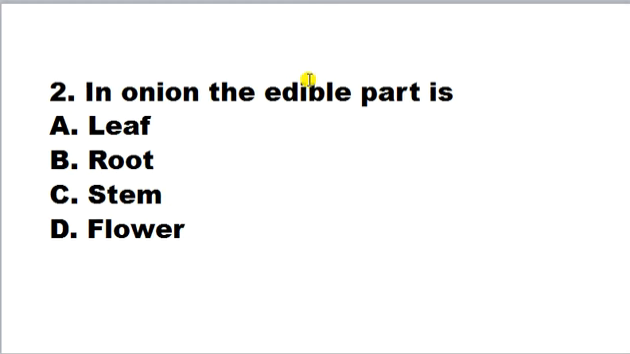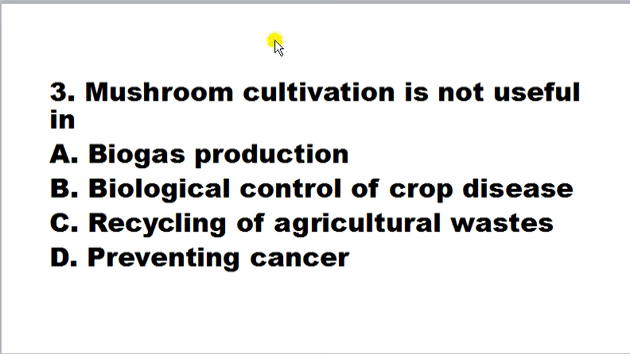In onion, the edible part is leaf, root, stem, flower. So friends, onion is an underground stem. So its edible part is stem. Correct answer is C.